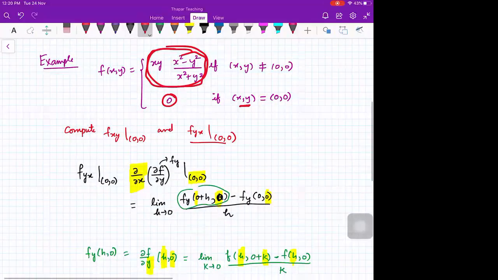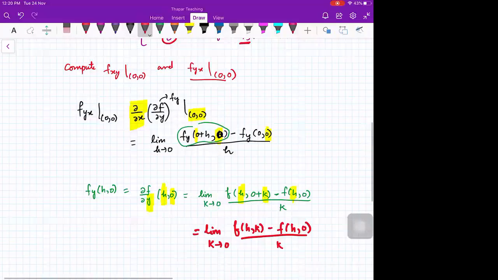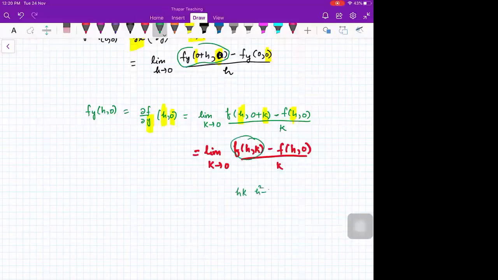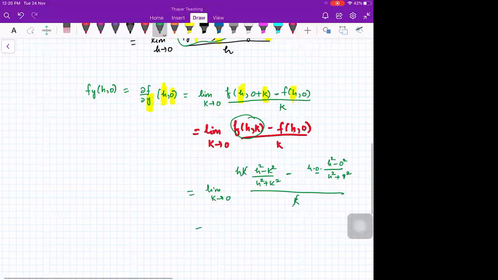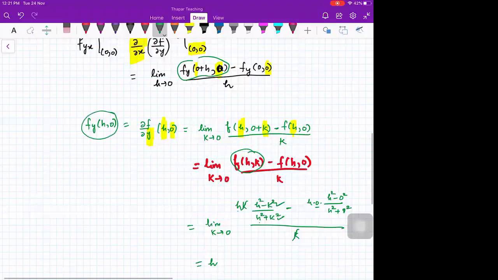So with this definition, the first quantity will be hk times (h² − k²)/(h² + k²). And this quantity will be h·0 times (h² − 0²)/(h² + 0²). So that is 0, over k, limit k going to 0. Now you see here this k and this k will cancel. So this is equal to limit k goes to 0 of h(h² − k²)/(h² + k²); as k goes to 0, h² and h² will cancel. So your answer is h. So this quantity fy(h,0) is h.